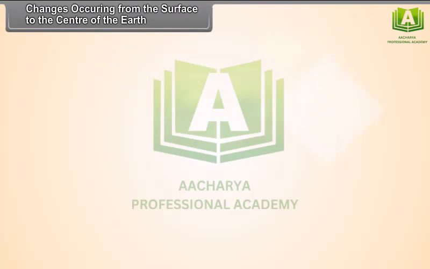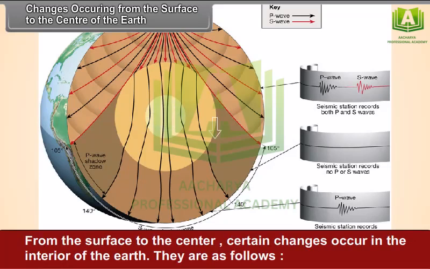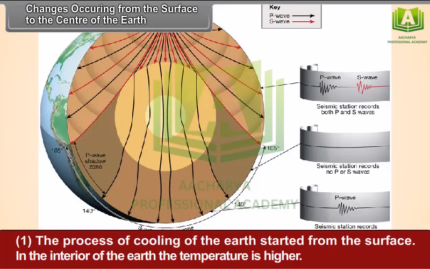Changes occurring from the surface to the center of the Earth. The center of the Earth is located at a distance of 6,371 kilometers from its surface. From the surface to the center, certain changes occur in the interior of the Earth. They are as follows. Number 1.